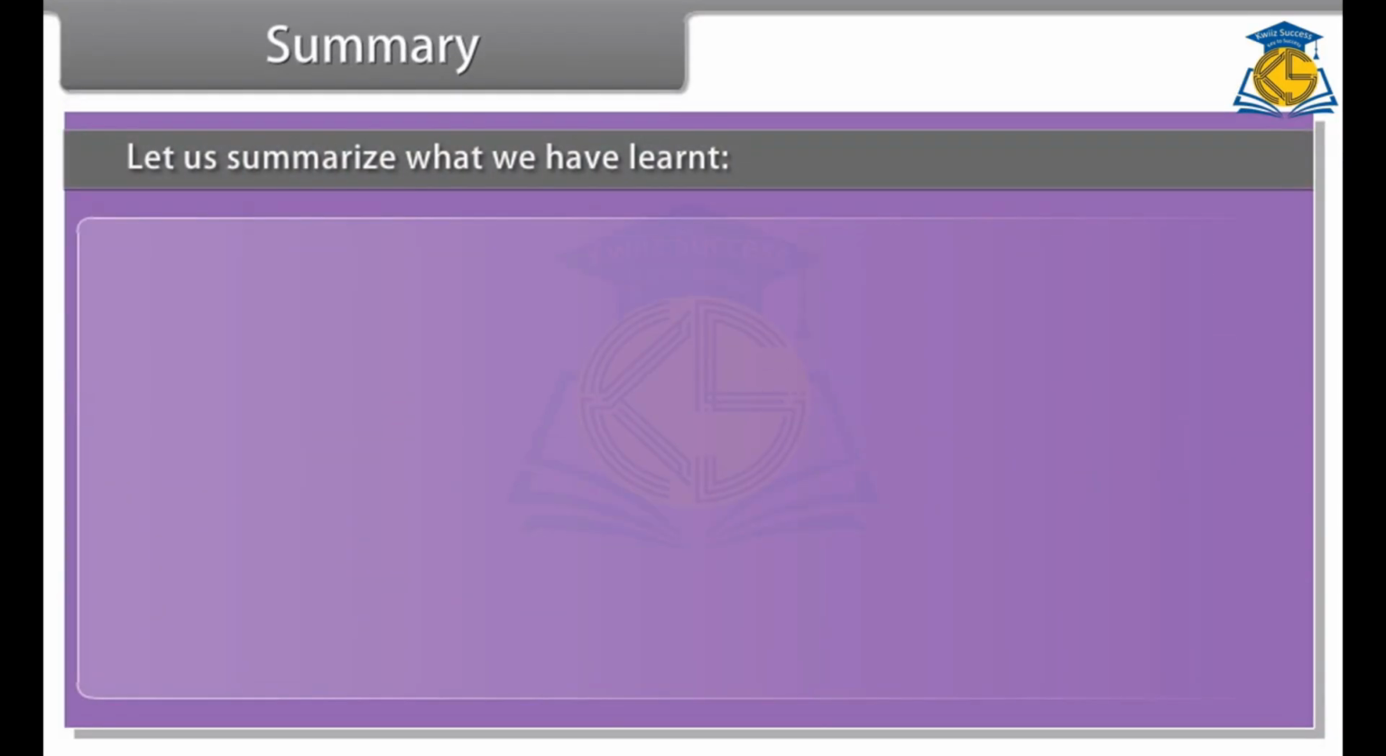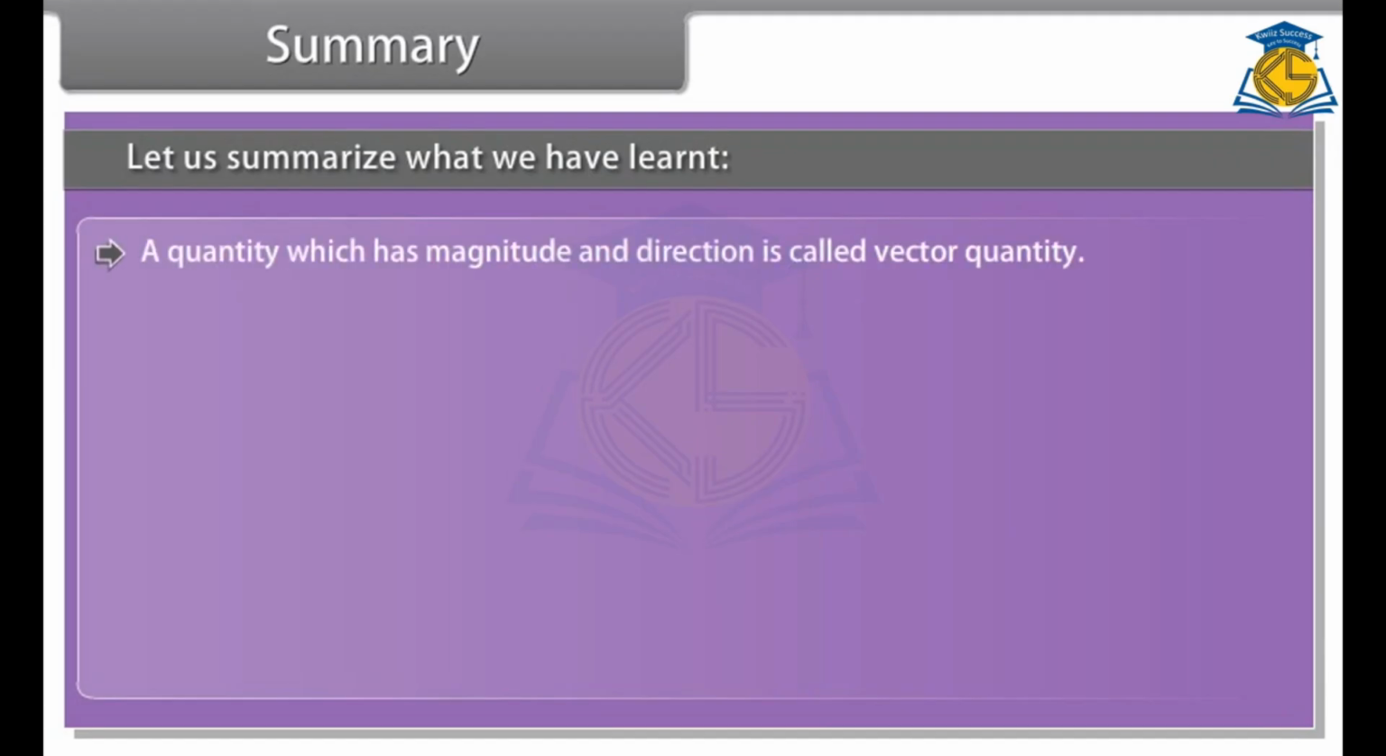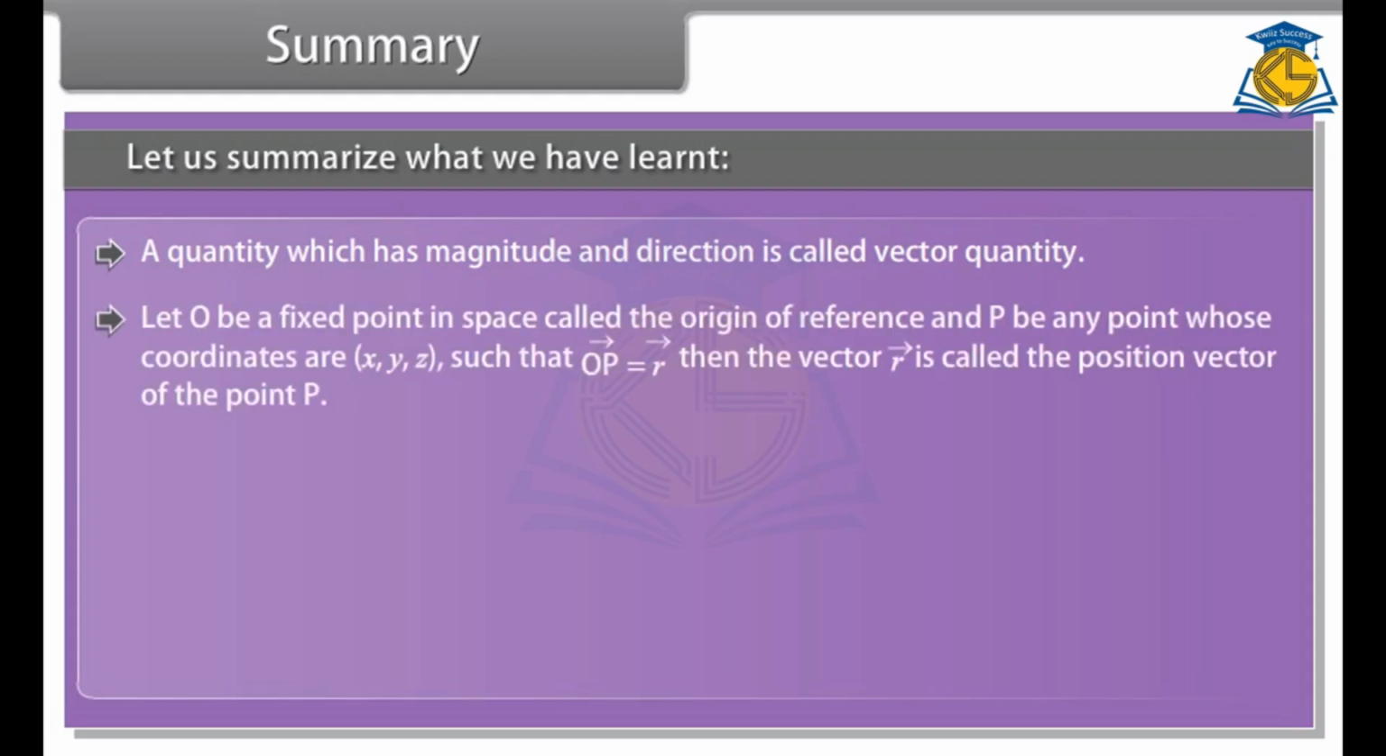Let us summarize what we have learned. A quantity which has magnitude and direction is called a vector quantity. Let O be a fixed point in space, called the origin of reference, and P be any point whose coordinates are x, y, z such that vector OP is equal to vector r. Then the vector r is called the position vector of the point P.